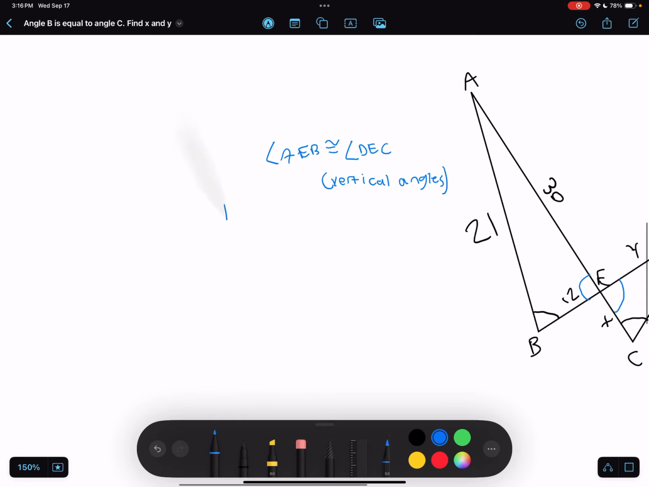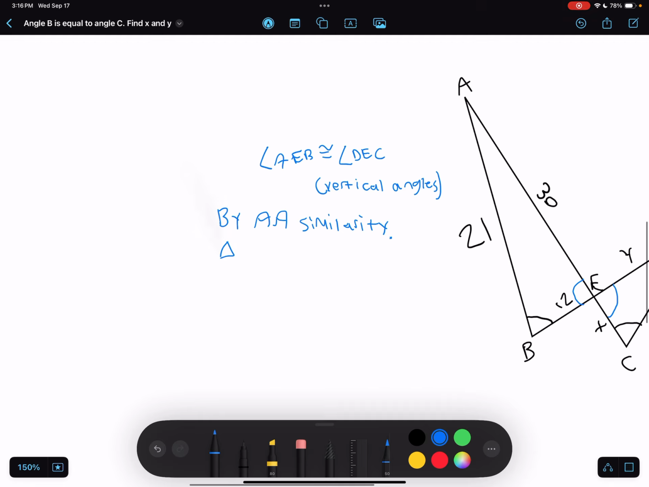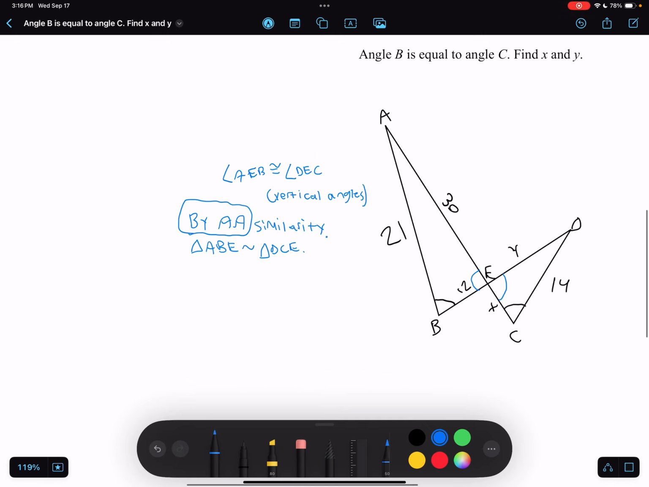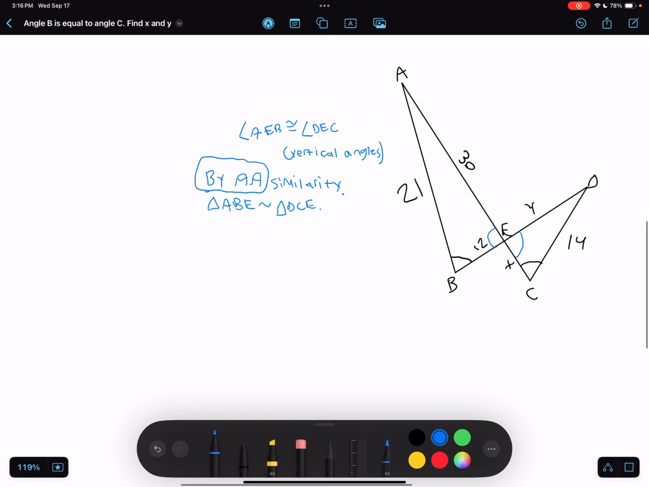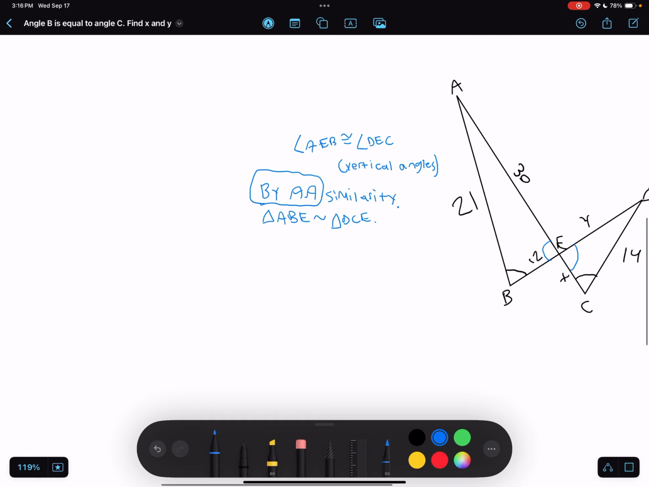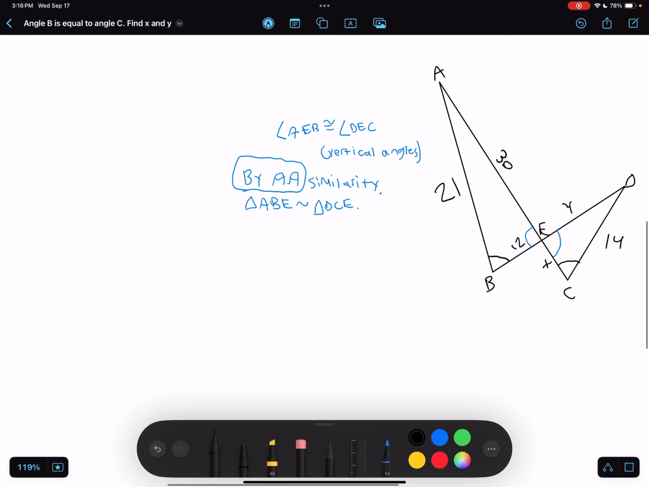So we know that, I'm going to write this here, by AA similarity, triangle ABE, and we use the tilde here to indicate similarity. Triangle ABE is similar to DCE, by AA similarity. Okay, so now that we know they're similar, we can set up a system of ratios here, or an equation containing some chained ratios to get us to the answers for x and y.